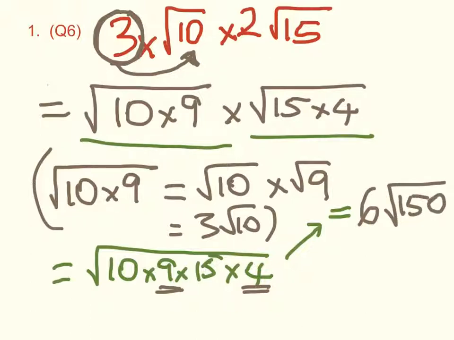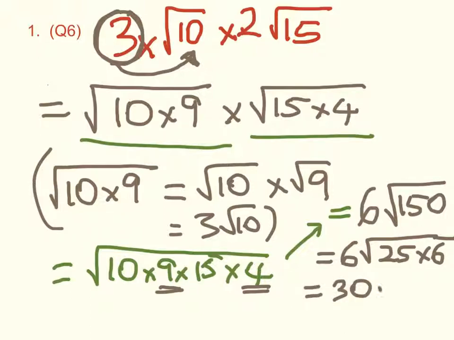So that's step 1. Now we have to look at the 150 and see if there are more perfect square factors in there. And there are. 25 is a factor of 150. So we have 6 root 25 times 6. So we want to pull the root 25 outside, which is 5, and now we have 30 root 6. Okay, so that's the first one done.